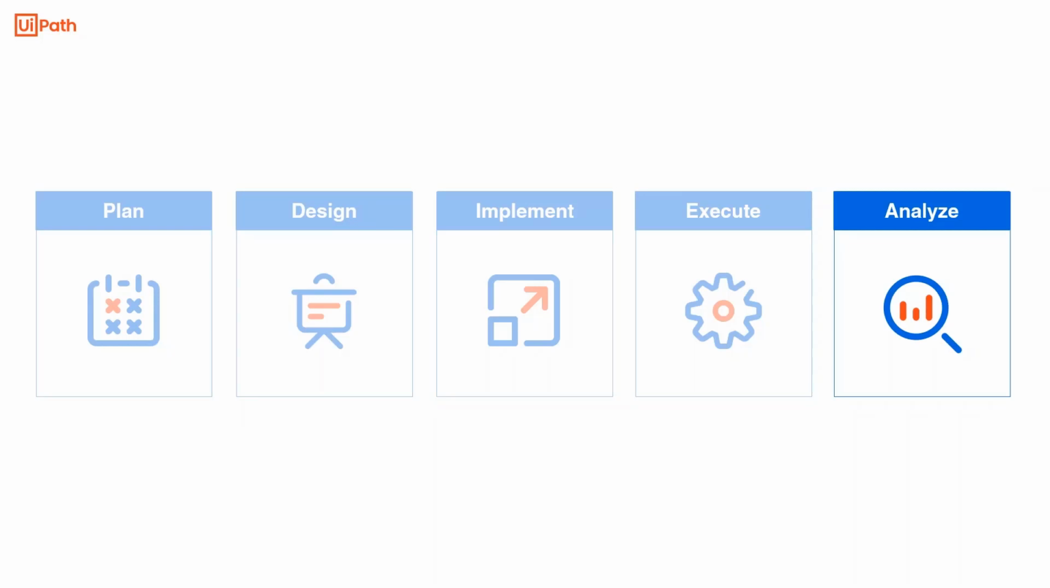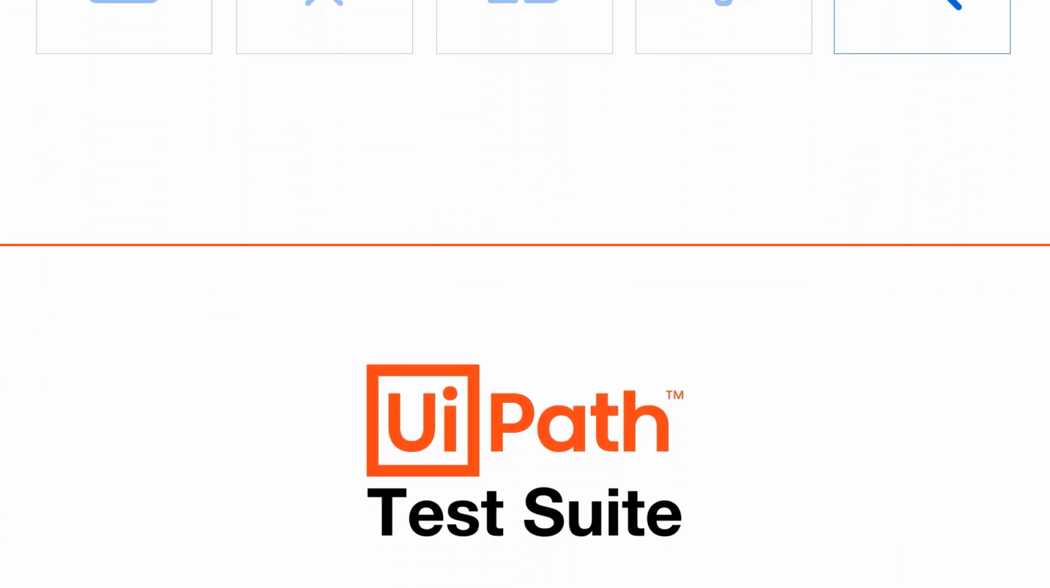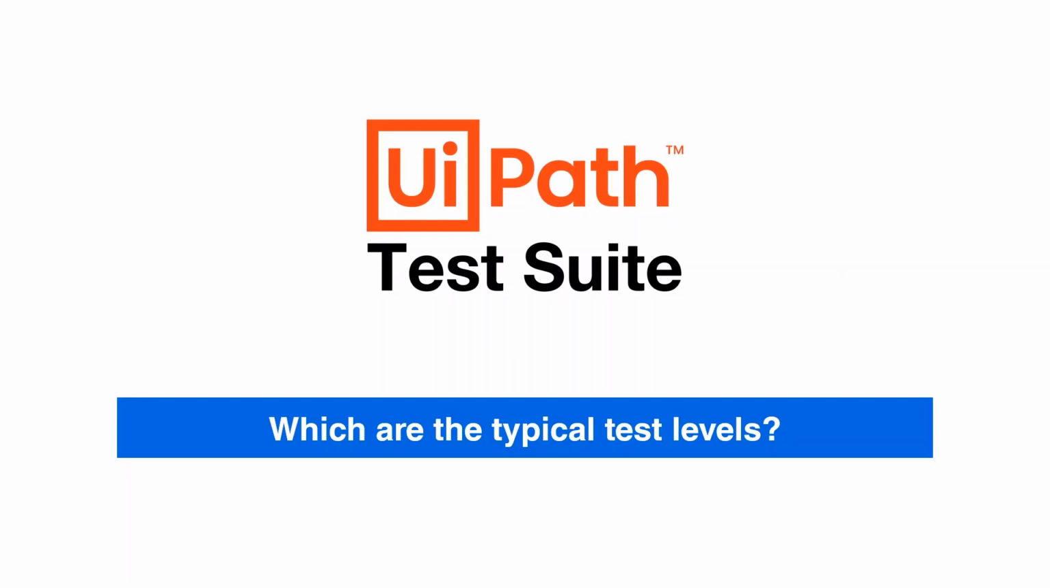One aspect to consider here is the role and the persona of the recipients. A test manager might want to see the main results, but a test engineer might need a more detailed report. Now let's talk about the different ways of categorizing testing. We'll start with test levels.